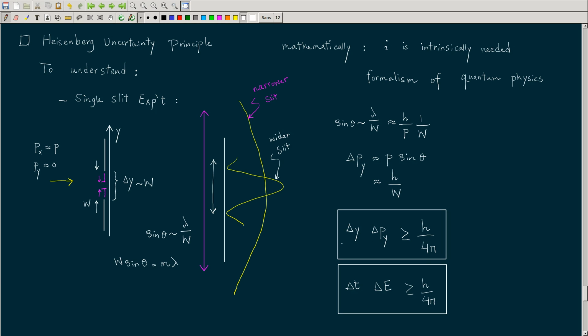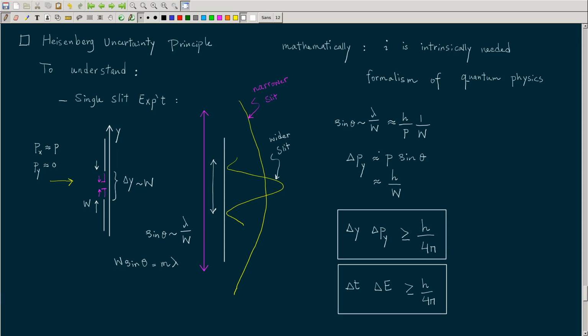If you measure delta y with really high accuracy, necessarily delta py will be messed up, and you can't measure it with high accuracy. So if the uncertainty in delta y goes to 0, delta py goes to infinity. If you make this slit narrower and narrower, the particle is going to end up anywhere on this screen, and you would never know what py is.